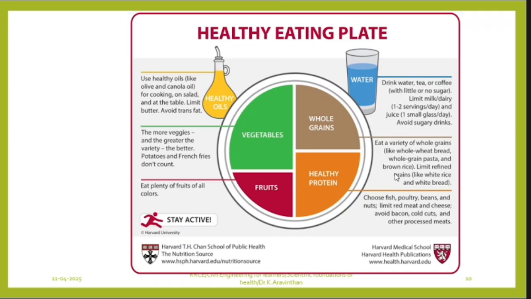From where can you derive proteins? Fish, poultry, beans, etc. Some people will have a full grilled chicken for their dinner. You should not have it like this. How much portion should you have? Fish and poultry give 25% of your healthy protein. You should not have a full grill for your meal.